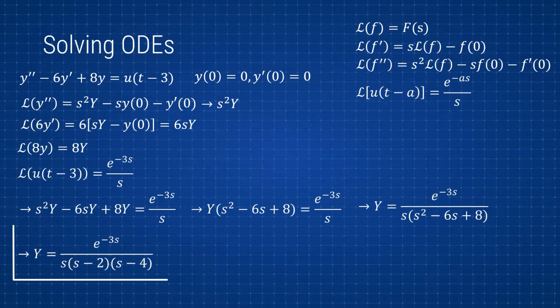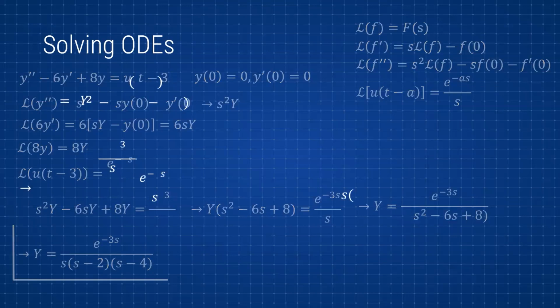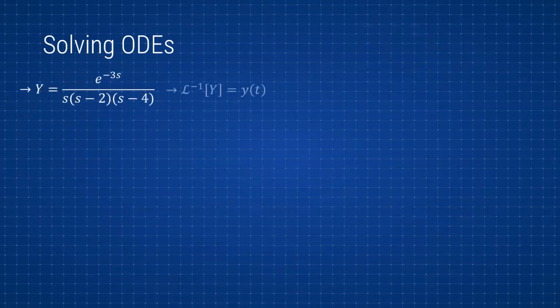And that is not the final solution. That is just halfway through. That is the Laplace solution, but not the y of t that we're looking for. So to solve it back in the t domain, we need to take the Laplace inverse. Taking the Laplace inverse of capital Y will give us y of t. So that means I need to take the Laplace inverse of e to the negative 3s over s times (s minus 2) times (s minus 4).